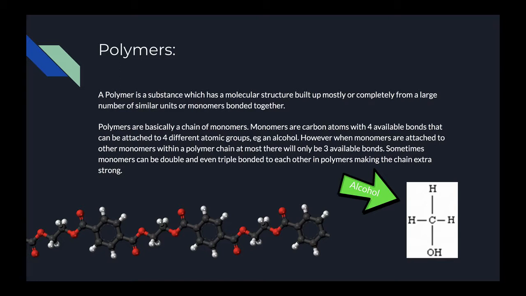Monomers are carbon atoms with 4 available bonds that can be attached to 4 different atomic groups, e.g. an alcohol. However, when monomers are attached to other monomers within a polymer chain, at most there will be only 3 available bonds. Sometimes monomers can be double and even triple bonded to each other in polymer chains, making them extra strong. Here's an example of an alcohol down here.